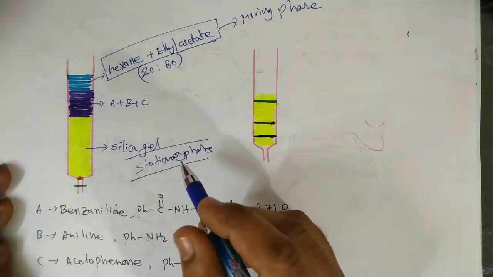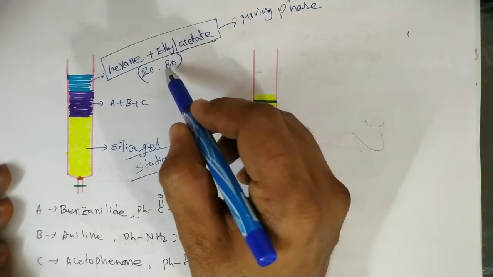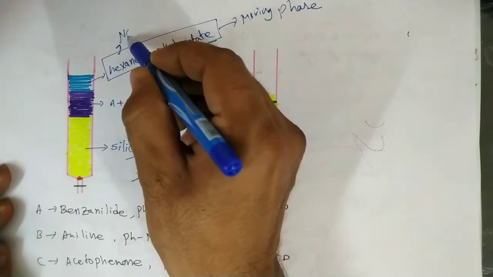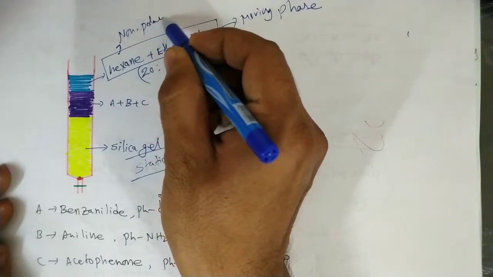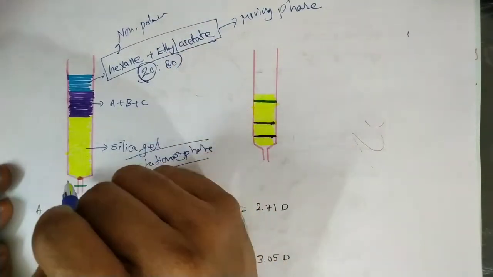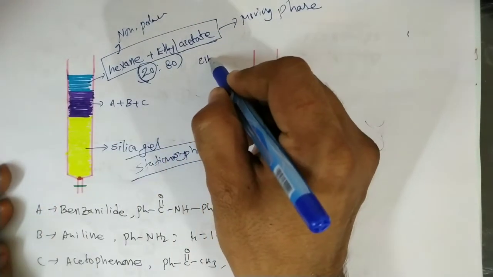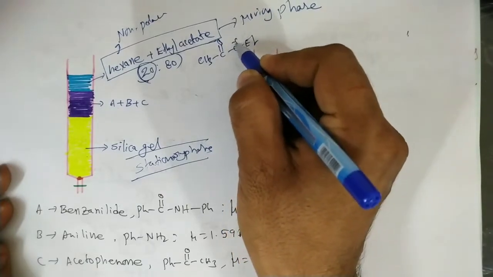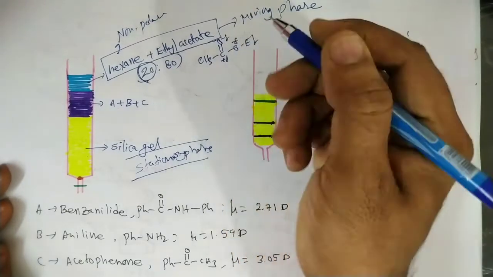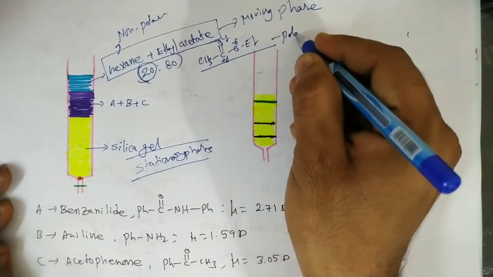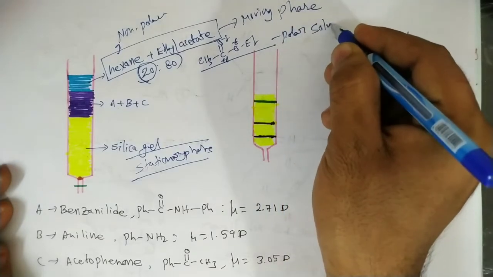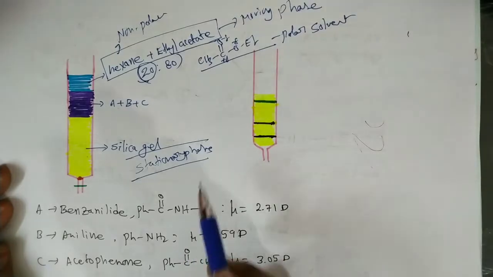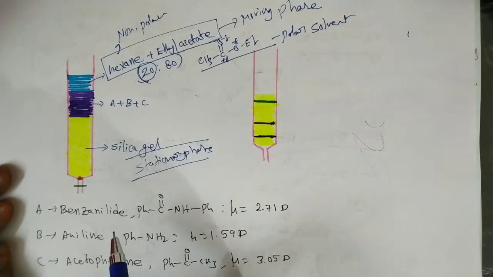So actually here it is a mixture of hexane and ethyl acetate. This hexane is completely non-polar, and its percentage is very less, 20%. Ethyl acetate is slightly polar. Here partial negative, here partial positive, here partial negative. So it is a polar solvent. So in this case, that mixture has a more polar nature finally.